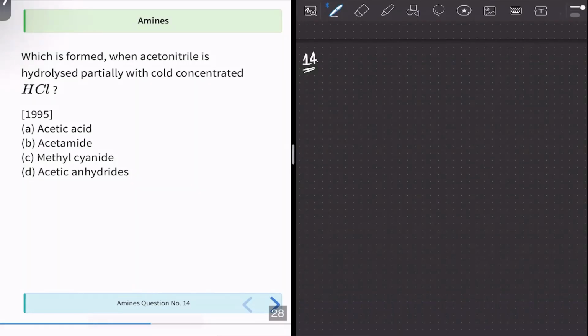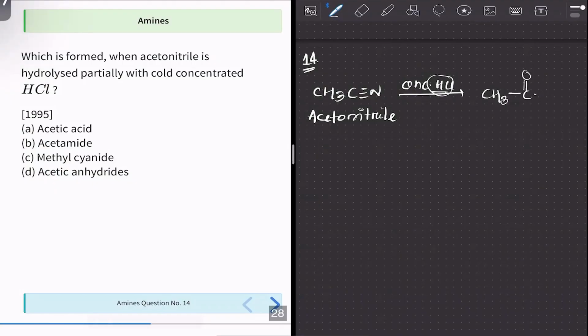Which is formed when acetonitrile is hydrolyzed partially with cold concentrated HCl? So let's go through the reaction. Acetonitrile, that is CH3C≡N, will react with concentrated HCl. Hydrolysis will happen, which will produce CH3CONH2, that is acetamide.